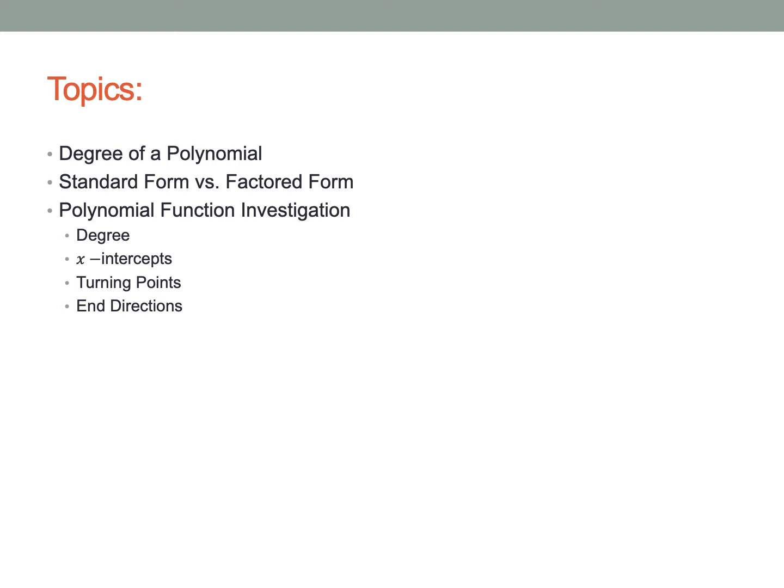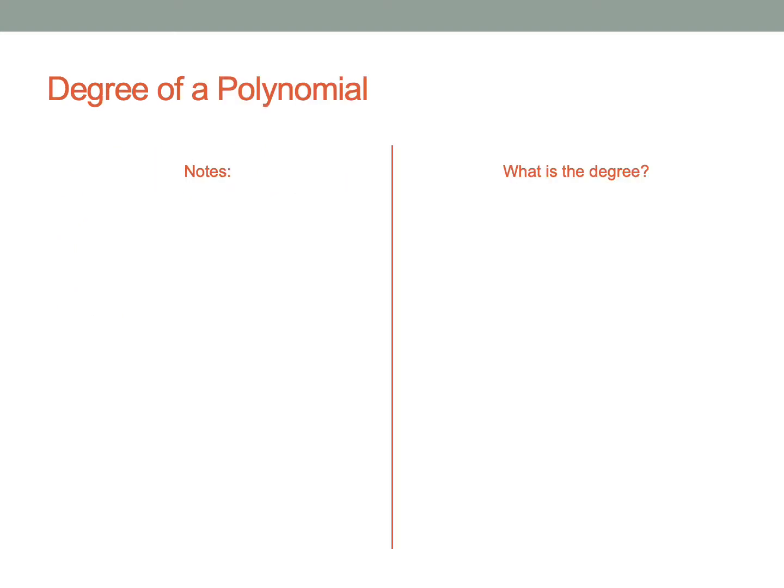Okay, so let's remind ourselves what the degree of a polynomial is. So it's important first to talk about the degree of a monomial. So we talked about, again, what a monomial was last week. So the degree of a monomial is the sum of the exponents of the variables.